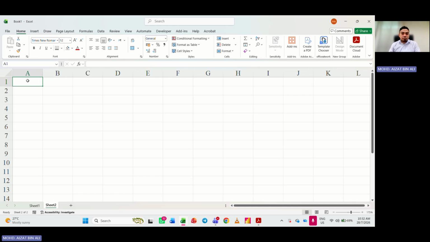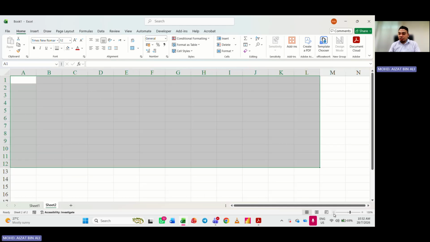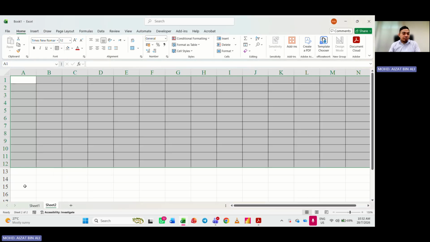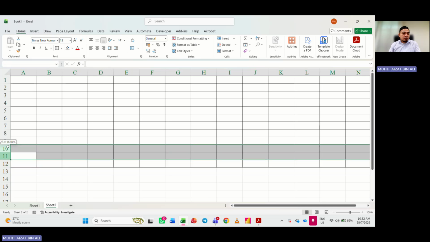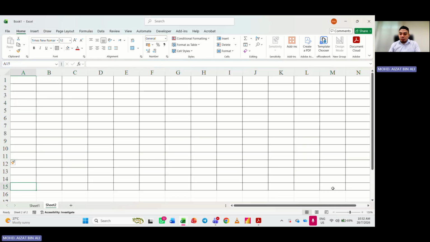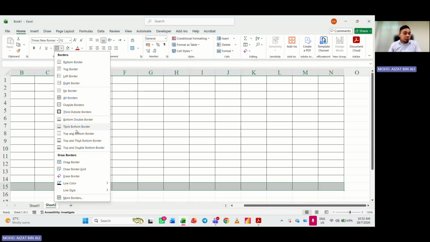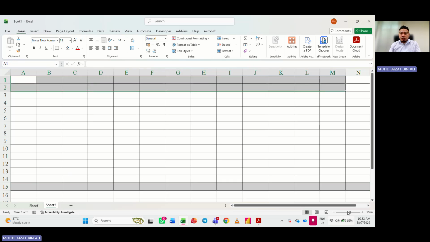I'm not sure how many columns we need, but let's just create them. Create some more. And let's set this as our total row, and this as our title.